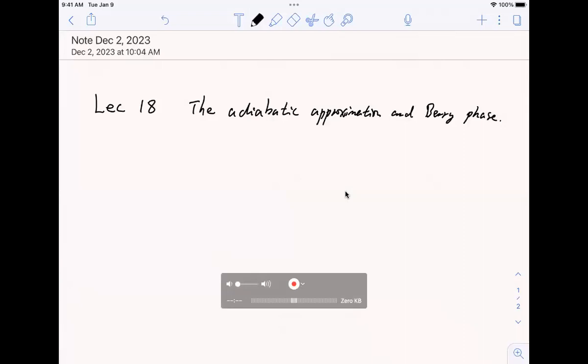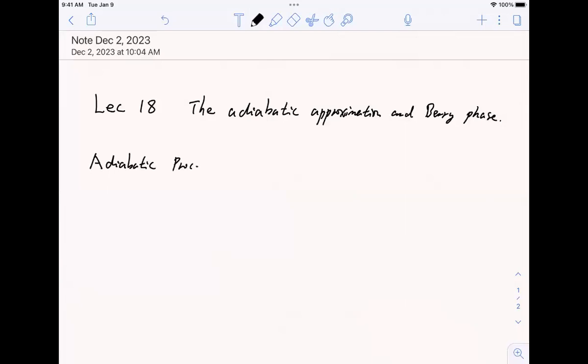Okay, it's okay now. So we come to lecture 18 on the adiabatic approximation and Berry phase. Let's first talk about what an adiabatic process is. Basically, you can just understand an adiabatic process as a very slow process. How slow? So slow that you can take the limit of very slow. The time scale is longer than any dynamical time scale of the system.